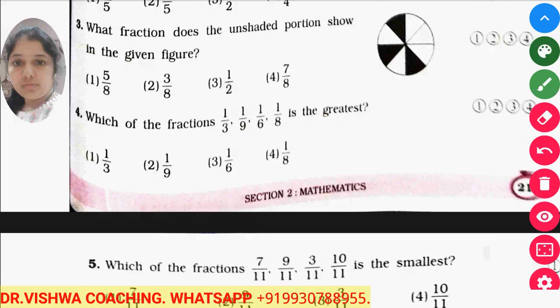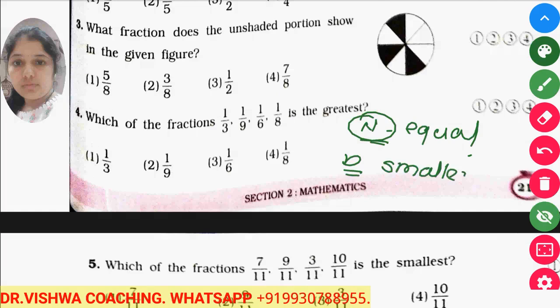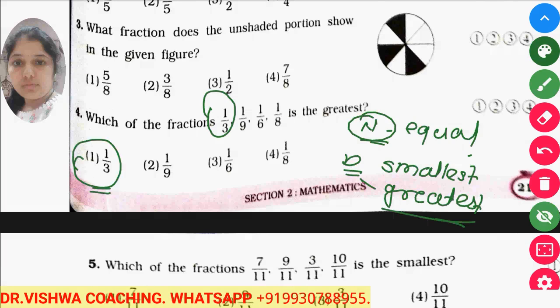Now which of the fractions 1 upon 3, 1 upon 9, 1 upon 6, 1 upon 8 is the greatest one? Now see, numerators are equal here. When numerators are equal, we check the denominator. The denominator which is smallest gives the greatest fraction. In the given fractions, whose denominator is the smallest? 1 by 3's denominator is the smallest one. So 1 by 3 is the greatest fraction because 3 is a smaller denominator than 6, 8 and 9.